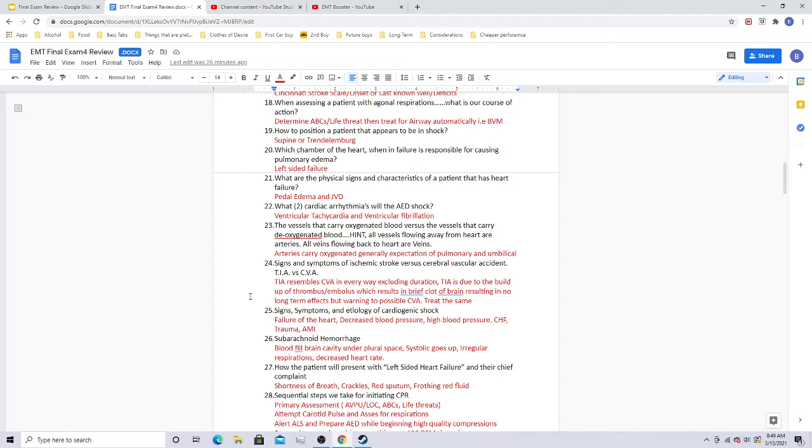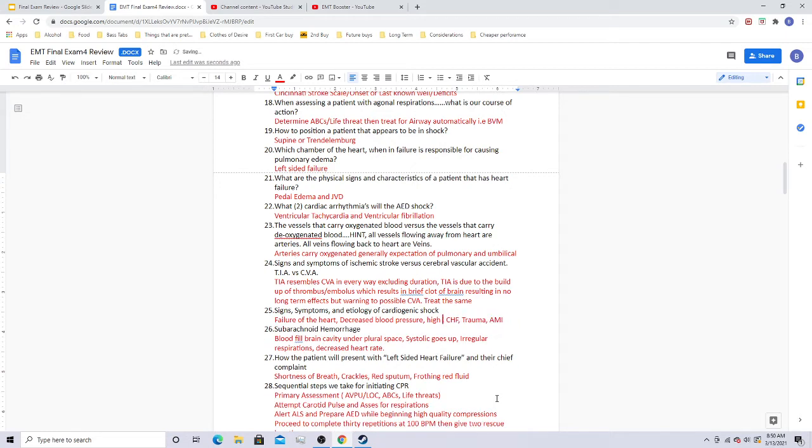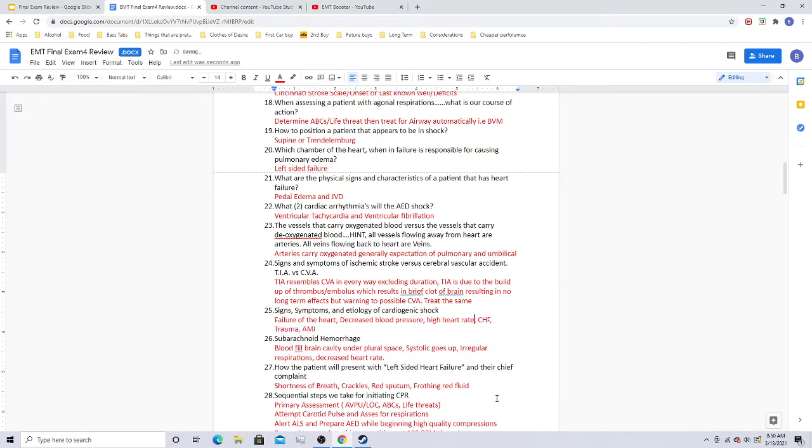Signs and symptoms and epidemiology of cardiogenic shock: failure of the heart, decreased blood pressure, high heart rate. My bad there, guys. Sorry. This comes from your CHF patients. This can come from trauma when you have severe trauma to the chest, and an AMI, or acute myocardial infarction.